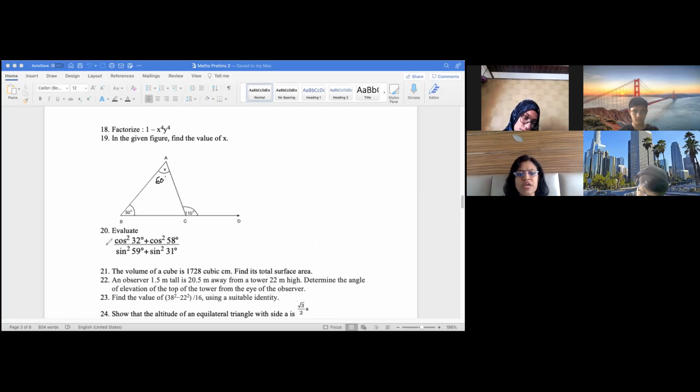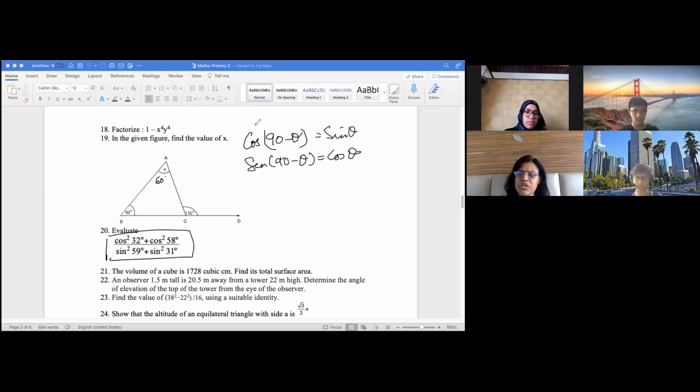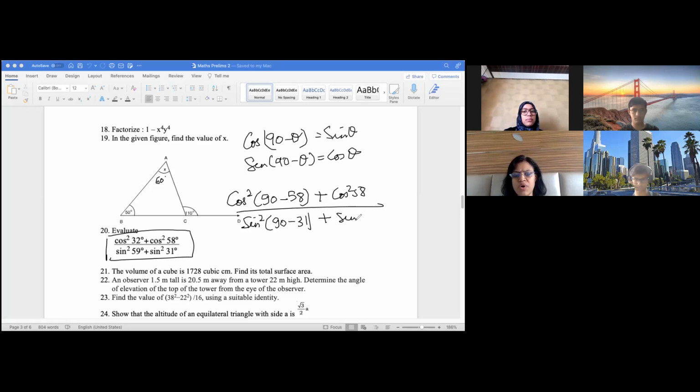Now this one is where you make mistakes in this type of question. You have to use this formula: cos 90 minus theta is equal to sin theta, or sin 90 minus theta is equal to cos theta. That we have to use, only these two. So let us see. Cos square 32 I can write as cos square 90 minus 58, plus cos square 58 divided by sin square 59, which I can write as sin square 90 minus 31, plus sin square 31. Now what is cos 90 minus theta?